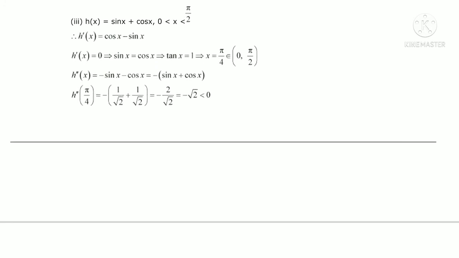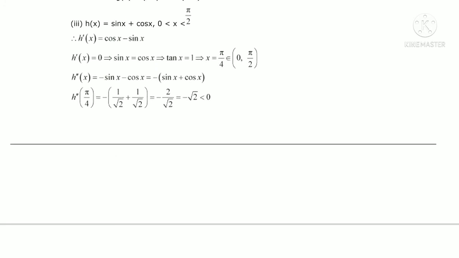The third one is a trigonometric function. h of x equal to sin x plus cos x is given, and x lies between 0 and pi by 2. What is the meaning of 0 and pi by 2? That means first quadrant, and in the first quadrant all are positive, so we need only the positive critical points here. First of all we differentiate: h dash of x equals cos x minus sin x, because d/dx of sin x is cos x, and d/dx of cos x is minus sin x.